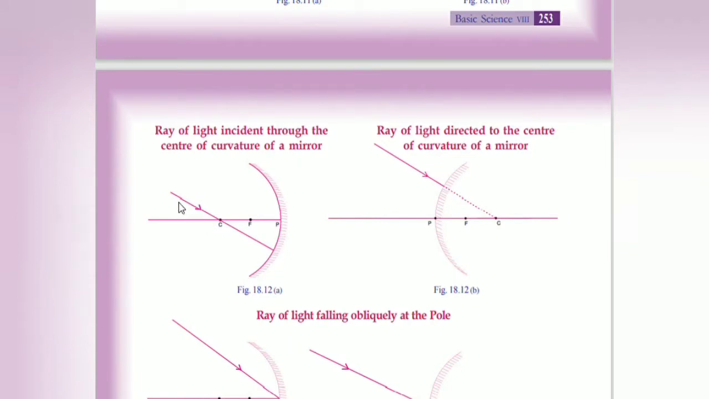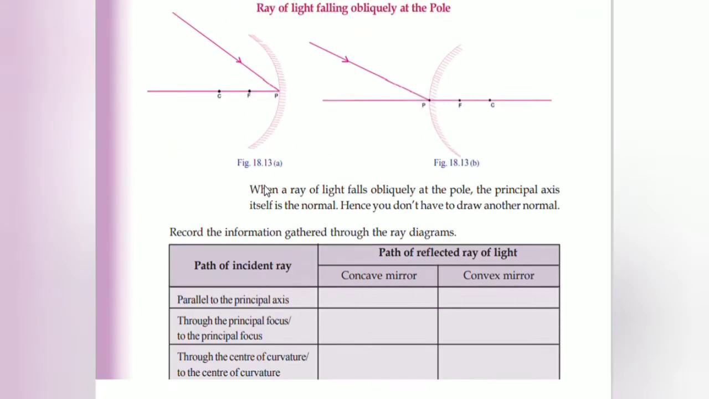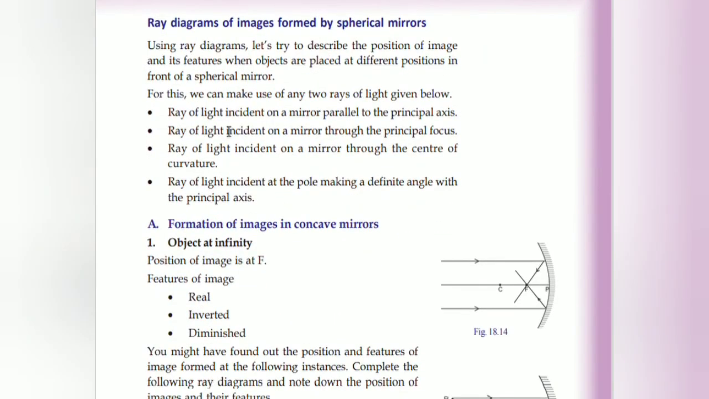Ray of light incident through the center of curvature. അപ്പോൾ ലൈറ്റ് നമ്മൾ ഒരു റേ പാസ് ചെയ്യുമ്പോൾ അത് സെന്റർ ഓഫ് കർവേച്ചർ കൂടി പാസ് ചെയ്തിട്ട് മിററിലേക്ക് ടച്ച് ചെയ്യുക. Here it is a ray of light directed to the center of curvature of a mirror. മിററിൽ ടച്ച് ചെയ്തിട്ടാണ് അത് എവിടേക്ക് പോകുന്നത്? സെന്റർ ഓഫ് കർവേച്ചറിലേക്ക് പോകുന്നത്. Ray diagrams of images formed by spherical mirrors.